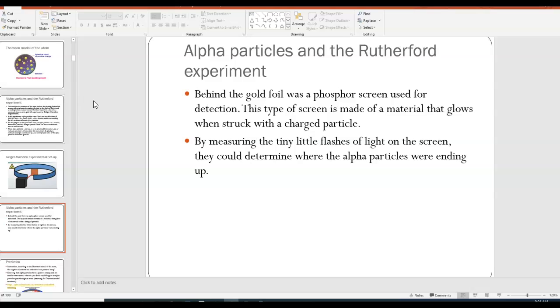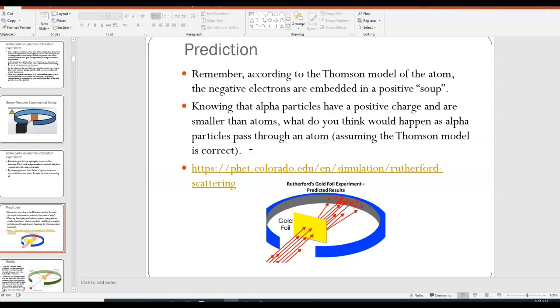Now, at the time, this was not a fun experiment to do because you literally have to sit in a room and count little flashes of light, sitting in a completely dark room, counting little flashes of light. So this probably was not fun to actually do, but they could use this kind of setup to figure out what the alpha particles were doing when they were projected towards the gold foil. Now here's the prediction they made.